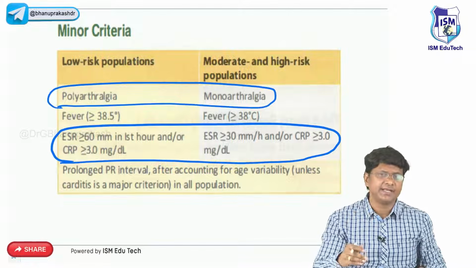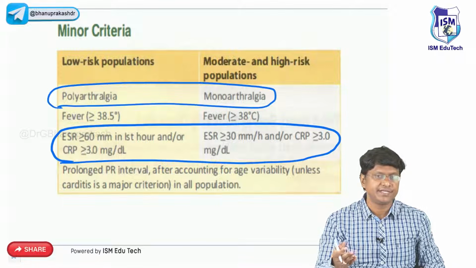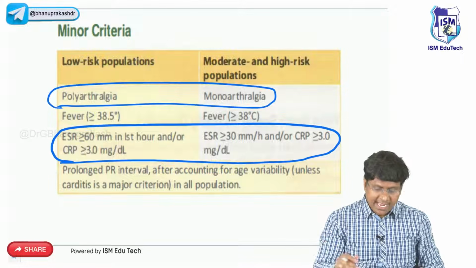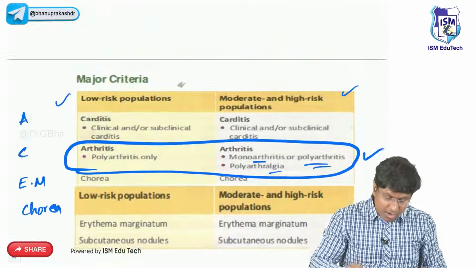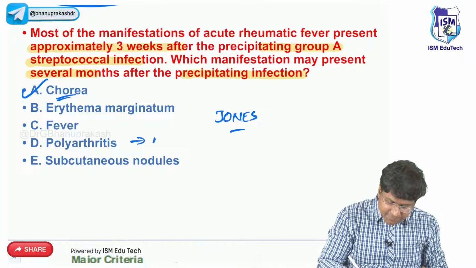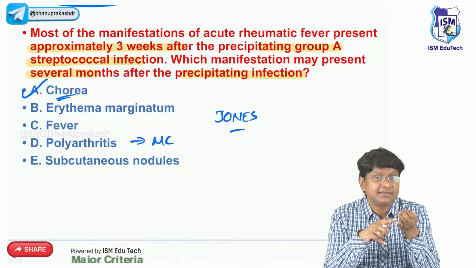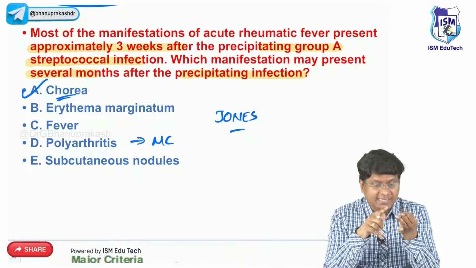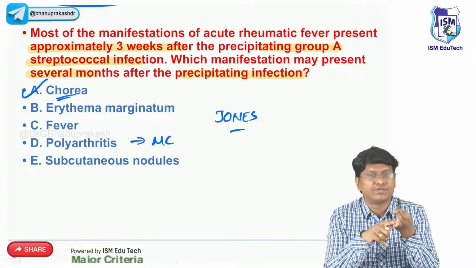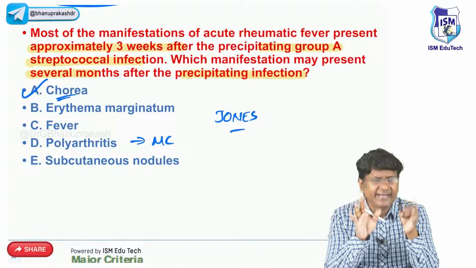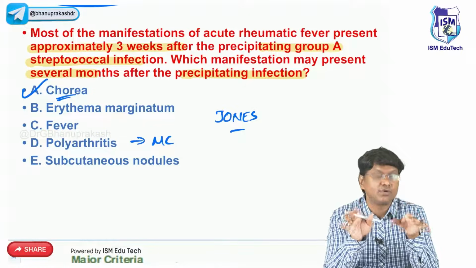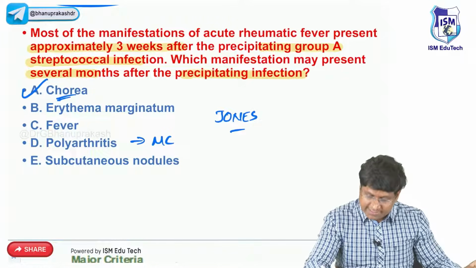The other minor criteria are fever more than 38.5 degrees centigrade and a prolonged PR interval. And what is the most common earliest manifestation? The most common earliest manifestation will be arthritis. Arthritis will develop within 2 weeks, and the arthritis here is a non-erosive arthritis, right? Rarely you get a deformity that is called Jaccoud's arthropathy.